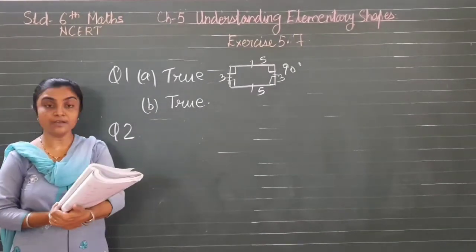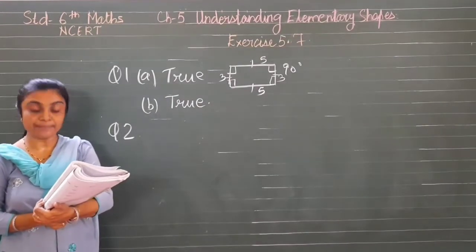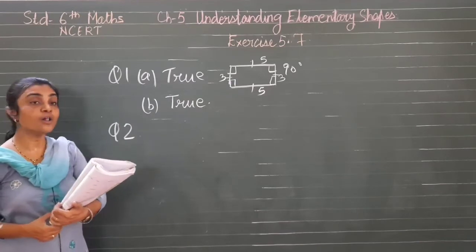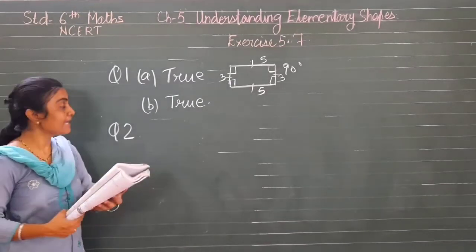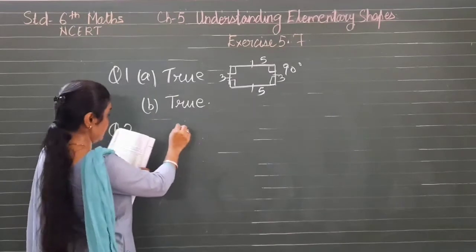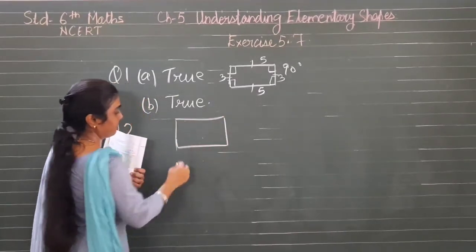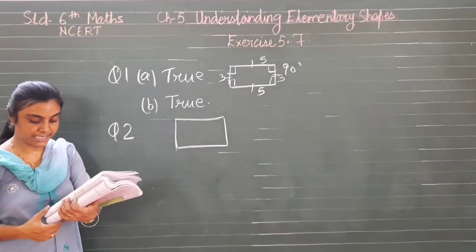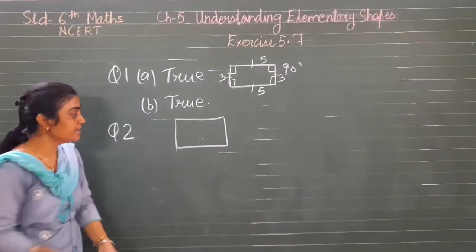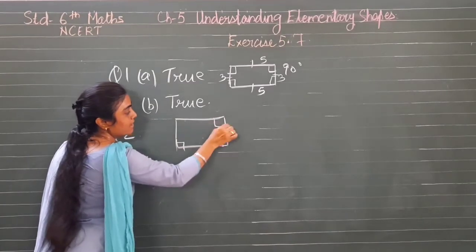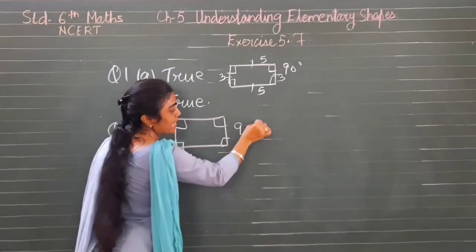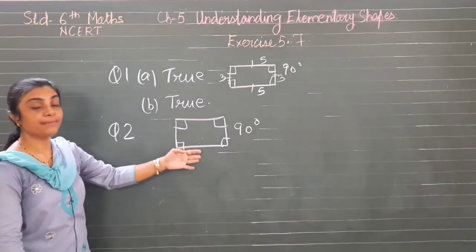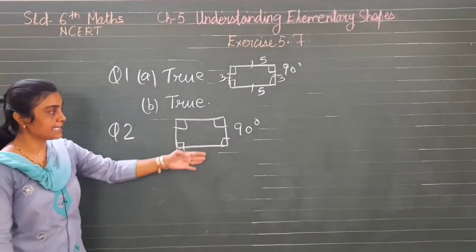Give reasons for the following. A: a square can be thought of as a special rectangle. Yes, as all the angles are right angles. Now let us see square. A square can be thought of as a special rectangle as all the angles are right angles, that is of 90 degrees. So we can say that this square can be thought of as a special rectangle.